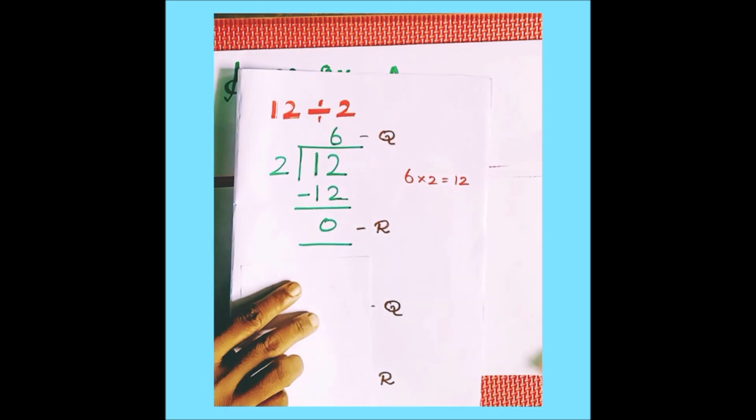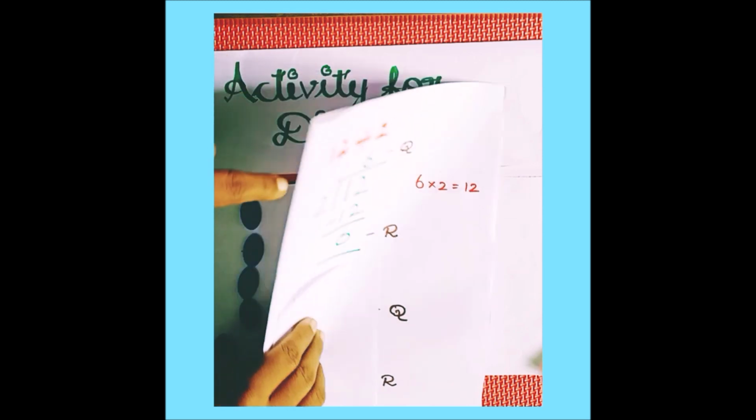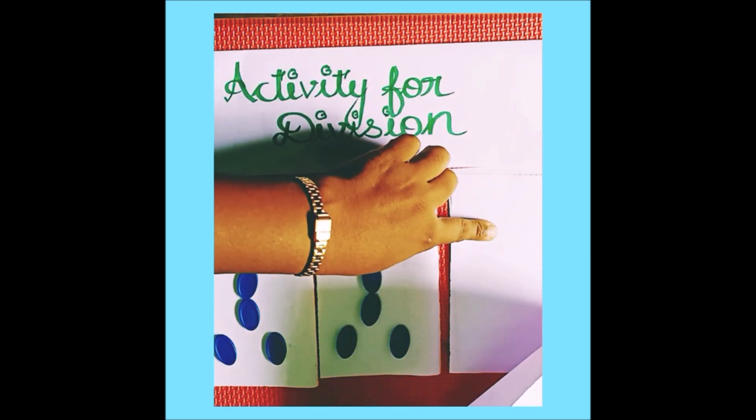Thus we get in the sum also. See here we get the quotient as 6. Here also we get the quotient as 6 and there is no remainder.